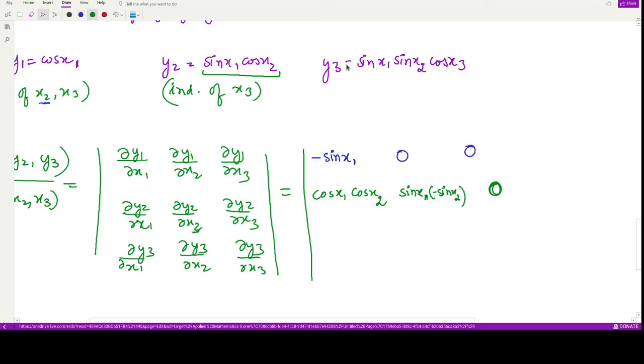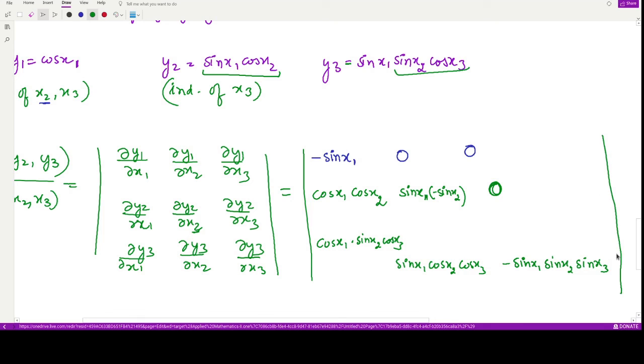For the third term, y3 is equal to sine x1 sine x2 cos x3. Its derivative with respect to x1, these terms would be treated as constant, so it would be cos x1 into sine x2 into cos x3. And then for the second term, it would be sine x1 cos x2 cos x3, and then for the third term it would be minus sine x1 sine x2 sine x3.